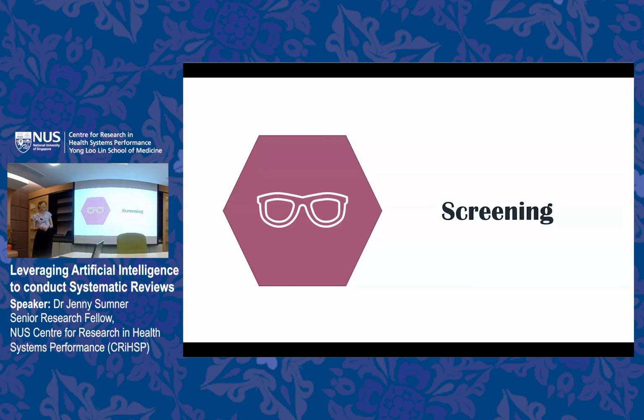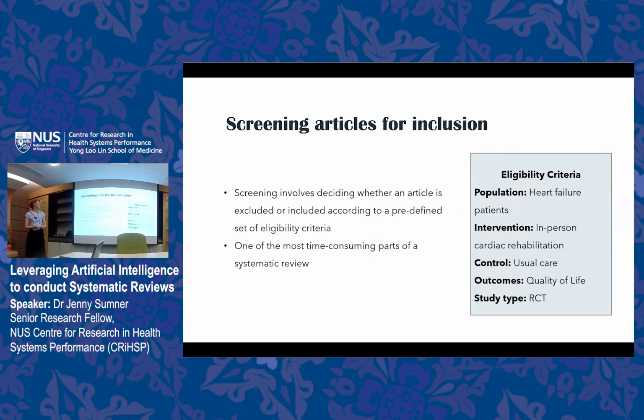Okay, so on to the screening phase of our systematic review. Screening, put simply, is basically deciding whether an identified article that you've got from your search strategy should be included or excluded according to some sort of predefined eligibility criteria that you've come up with. It's a very, very time-consuming part of systematic reviews. So how can AI help?